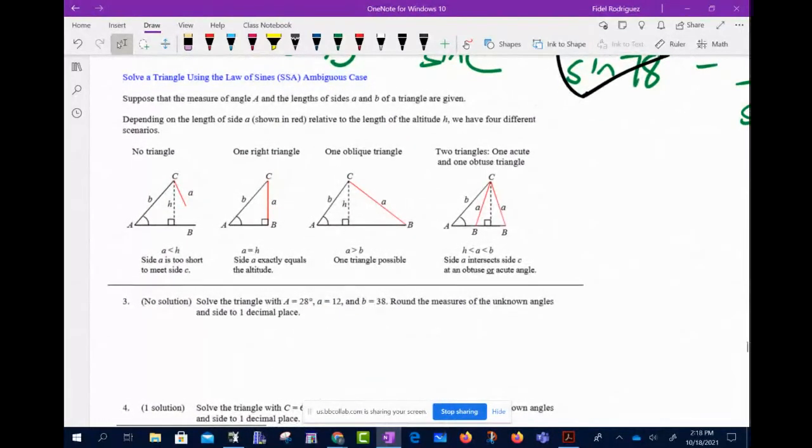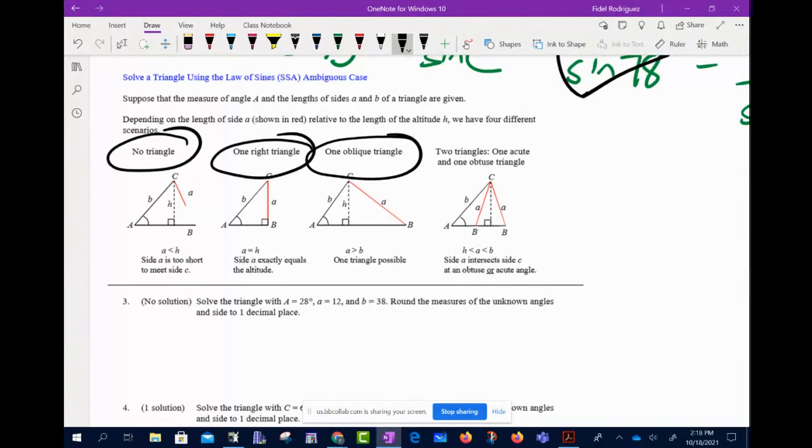We're going to be solving triangles again, y'all, using the law of sines. And what ends up happening a couple of times is that when we're trying to use the law of sines, sometimes there is no triangle. The side that we're looking for is too short. Sometimes we end up dealing with a right triangle, and that's just what we get. And sometimes we have an oblique triangle, which just means that one of the angles is more than 90 degrees. And then sometimes we actually end up with two triangles.